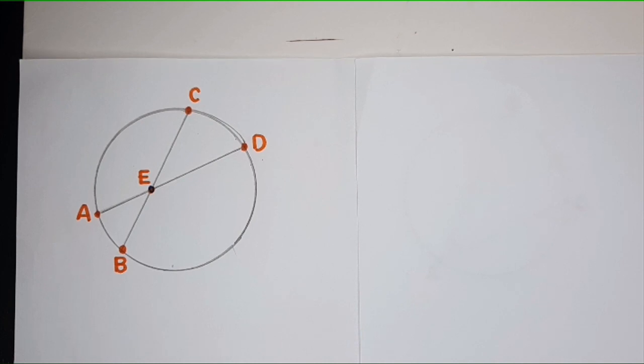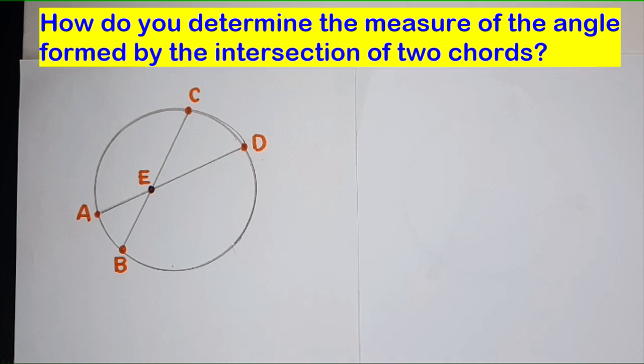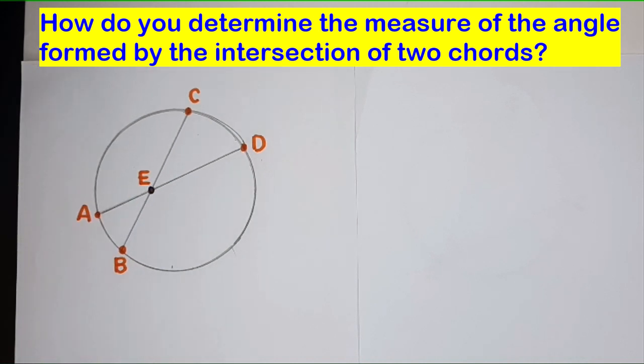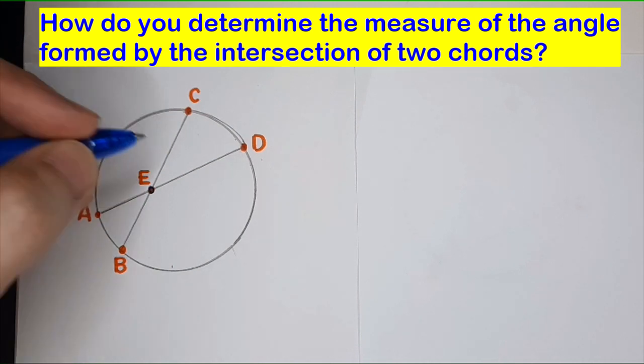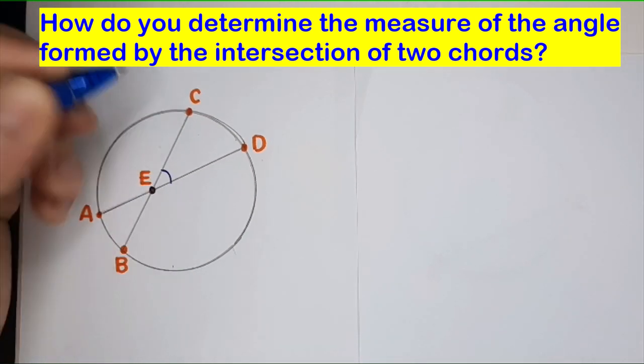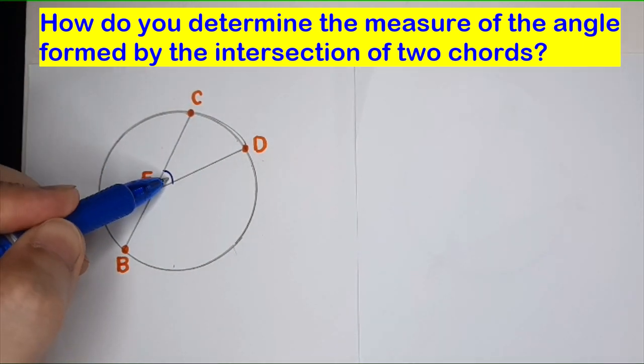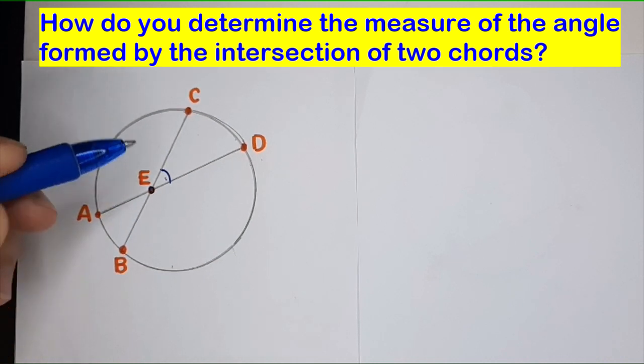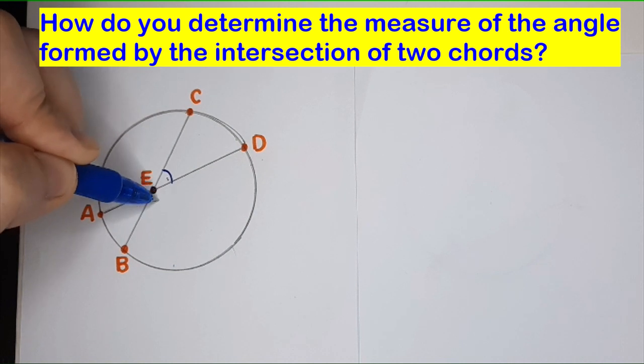Let's answer more questions. This is the next question: how do you determine the measure of the angle formed by the intersection of two chords? Many of you will think of two chords that intersect inside the circle. All you have to do is recall the formula. For example, we want to measure this angle, or you may want to find the measure of this angle.